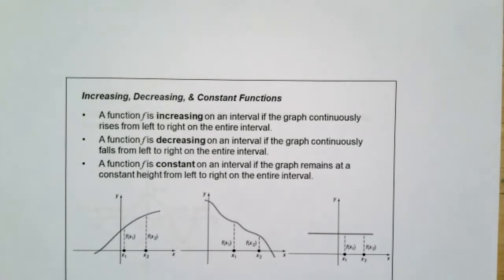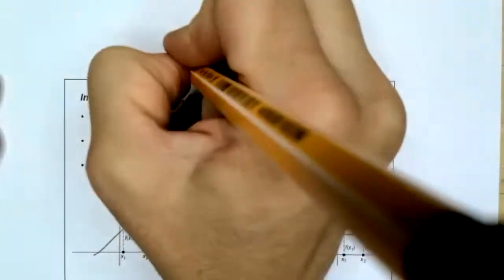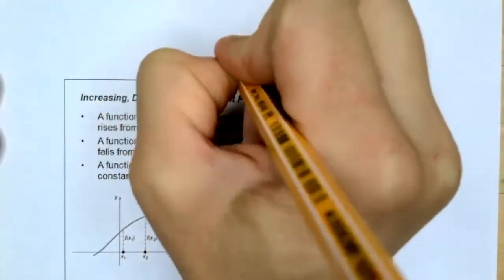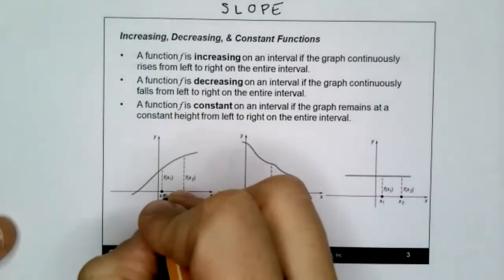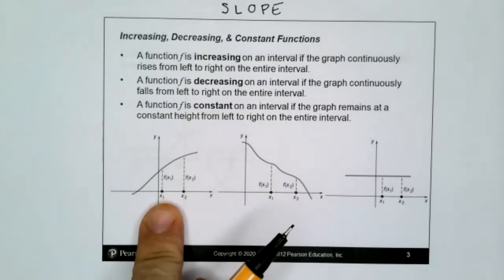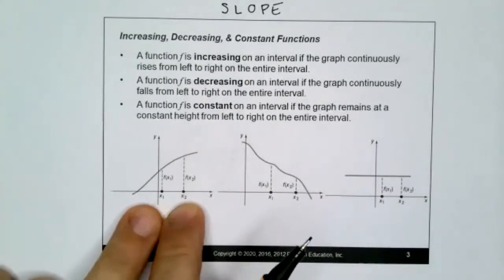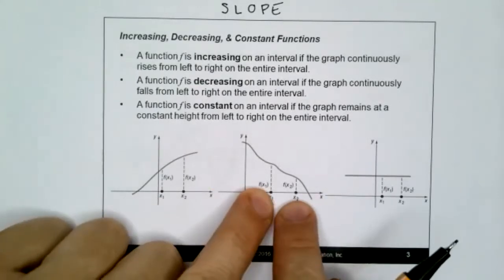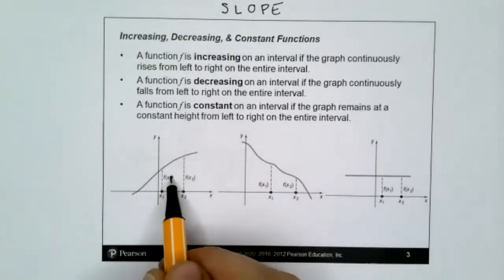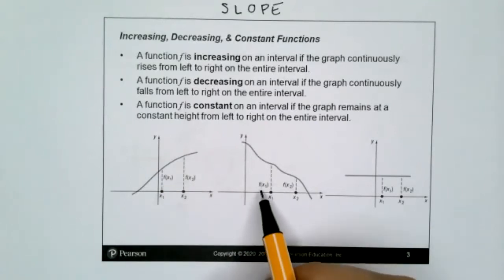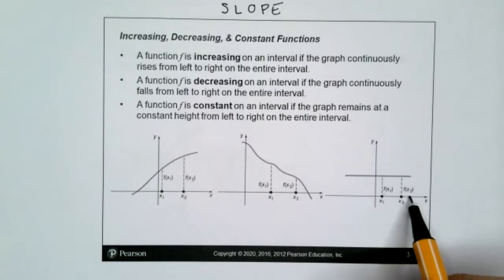When you see this, just think slope, okay? A function f is increasing. Sorry, I'm gonna write it. We're thinking of slope here. A function is increasing on an interval if the graph continuously rises from left to right on the entire interval. So the hardest part of this is just marking intervals, understanding intervals, and how to write intervals, okay? So you're just talking about the space between x1 and x2. Good? So this is f of x between x1 and x2. Here's f of x between x1 and x2. Here's f of x between x1 and x2.